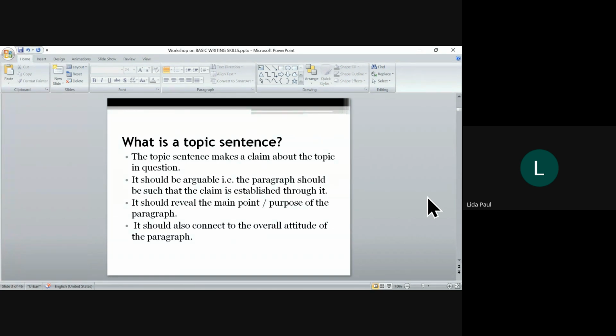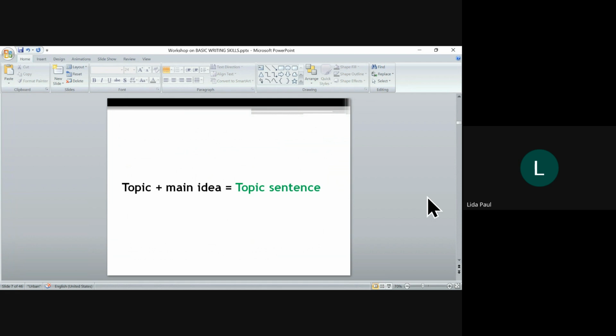Topic sentence has 2 parts. One is the topic of the paragraph, and second is the main idea of the paragraph. So topic sentence comprises the topic and the main idea of the paragraph. It reveals the topic and also reveals the main idea. Now, what do we mean by main idea? How are topic and main idea different from each other? Any idea? Can you comment on that? Do you think you will be able to talk about it? How are topic and main idea different from each other?